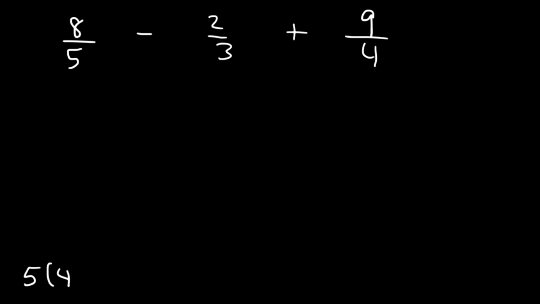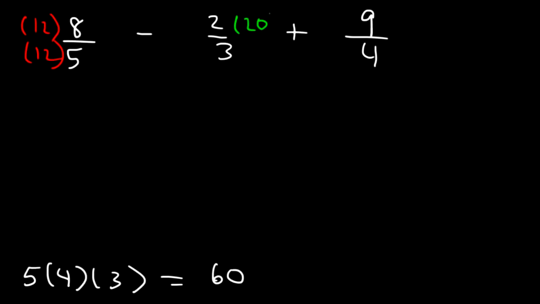If we multiply 5 times 4 times 3, this will give us 5 times 4 is 20, 20 times 3 is 60. So 60 is going to be the common denominator that we're going to try to get. So we're going to multiply the first fraction by 12, because 12 times 5 is 60, and the second one by 20, because 20 times 3 is 60.